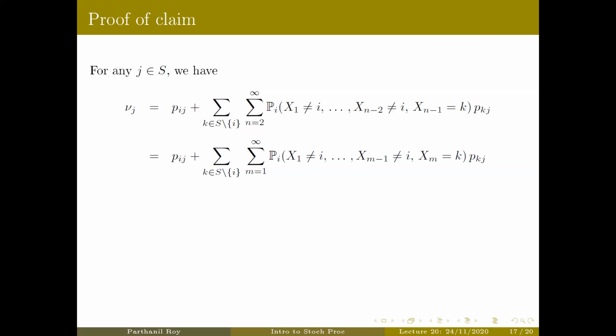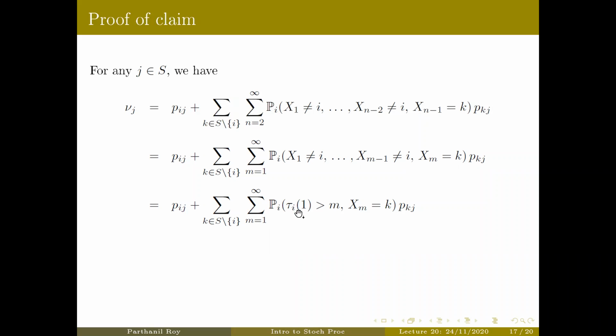Okay, so now note that just by putting n minus 1 equal to m, we get that this is just the sum from m from 1 to infinity. So that will give you x_1 up to x_{m-1} not equal to i, x_m equals k, and p_{kj}. Now that is just like the previous argument. This is just the sum over m equal to 1 to infinity, starting from i, of the probability that the first return time to i, τ_i1, is strictly bigger than m, and x_m equals k.